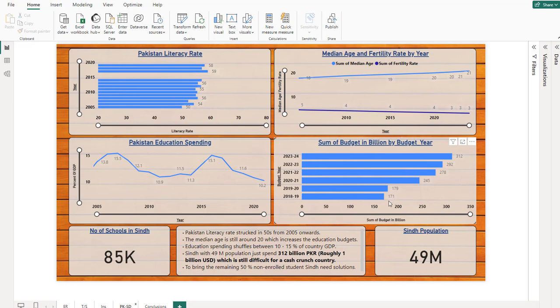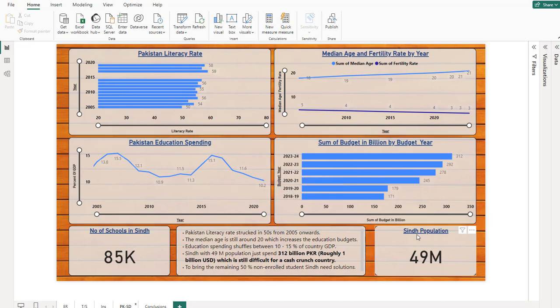And then we also have the budget spending. And if we see, the budget spending is increasing year by year. But if we see the enrollment and the status of the literacy rate, that's not changing significantly, and that's where the problem is. And overall, if we talk about the spending of Pakistan with respect to GDP, it's also around 10% of its GDP which Pakistan is spending on education.